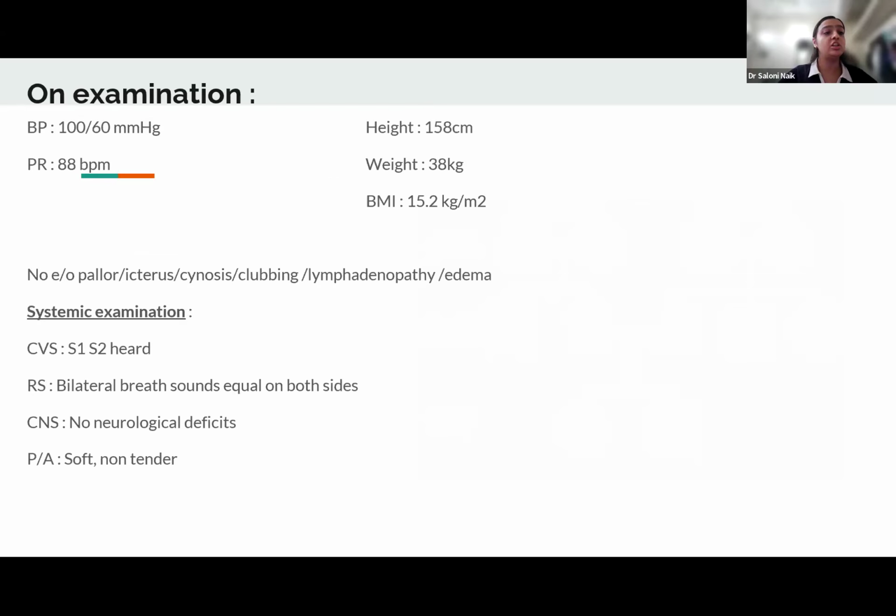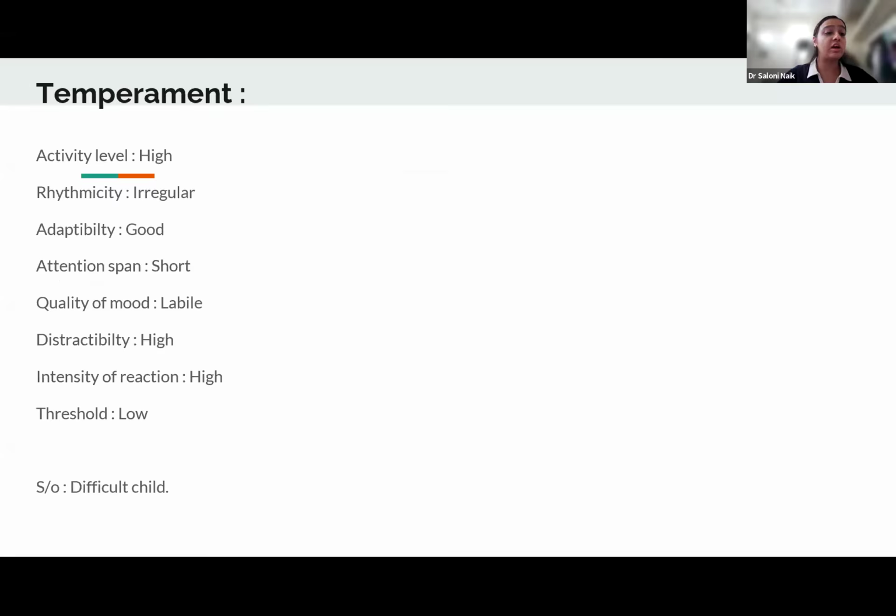On examination, the BP was 100 by 60, pulse rate was 88 per minute, height was 158 centimeters, weight was 38 kg with BMI 15.2, which is appropriate for his age. There is no evidence of pallor, icterus, cyanosis, clubbing, lymphadenopathy and edema, and systemic examination was also within normal limits. Temperament: the activity level was high, rhythmicity was irregular, he had good adaptability with short attention span, labile quality of mood with high distractibility, high intensity of reaction and low threshold, suggestive of a difficult child.